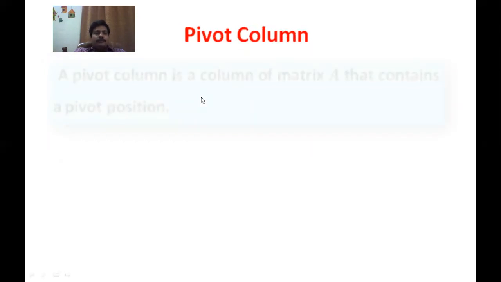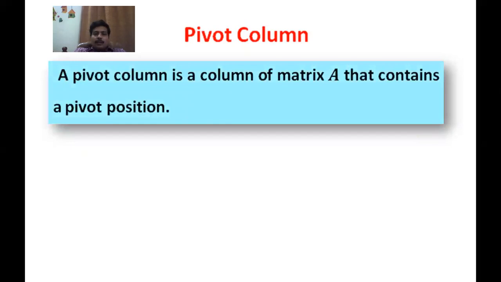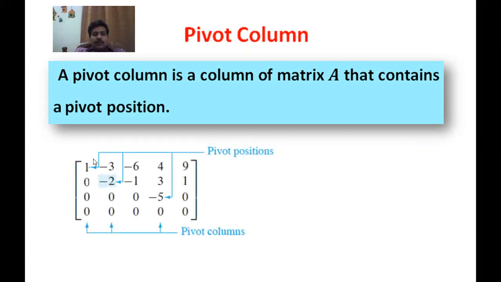Pivot column. The pivot column is a column of a matrix that contains a pivot position. So, in the previous example, this is the pivot position, so this is the pivot column. This is another pivot position, so this is another pivot column. And the fourth column contains a pivot position -5. This position is called a pivot position, and the column which contains a pivot position is a pivot column. So here 1, 2, 4 are the pivot columns.